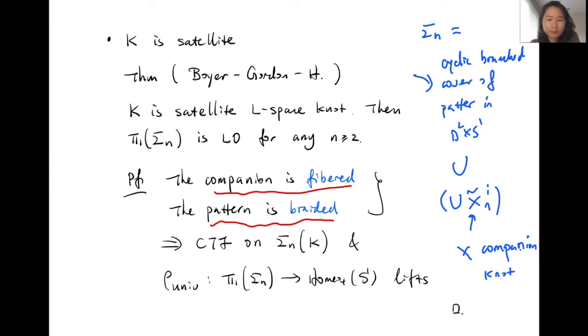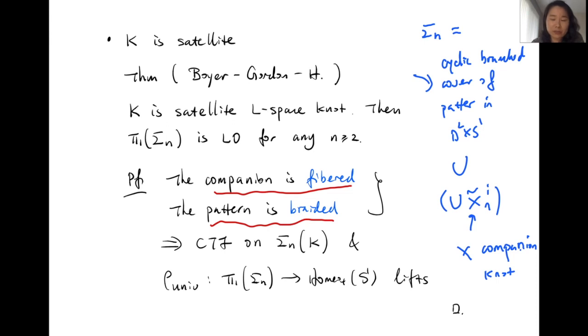And then to show the universal circle action actually lifts, we want to show the order class of the tangent plane bundle of the foliation is equal to 0. And here it is equal to 0, essentially because the order class is actually invariant under the cyclic action of the cyclic branched cover. Okay.